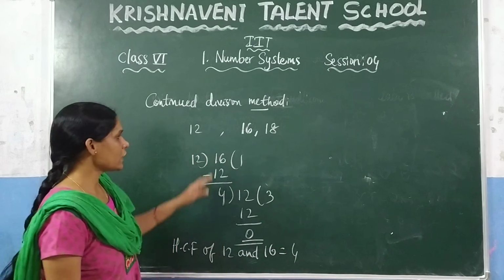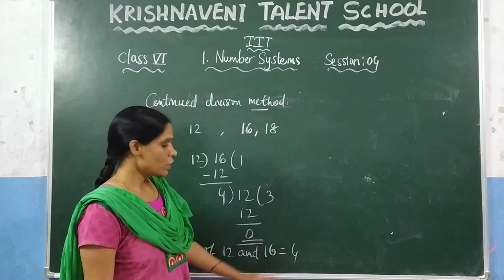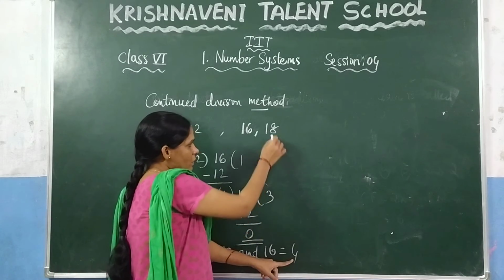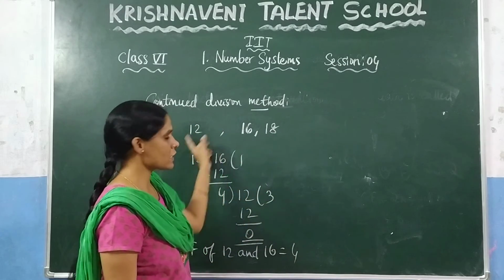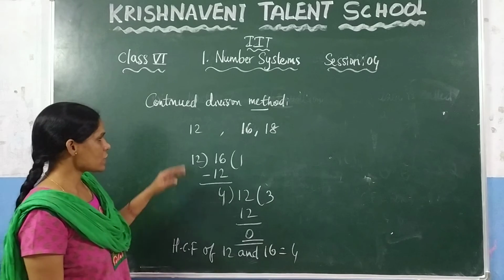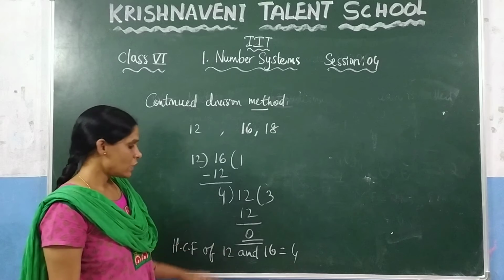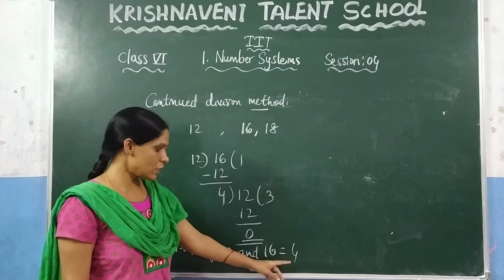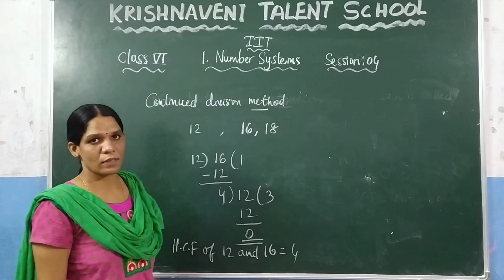Now we have calculated the HCF of these first 2 values. We got the answer, which is 4. Now you need to find the HCF of 4 and 18 so that you will get the HCF of these 3 numbers. That means if you are given any 3 numbers, first you need to find the HCF of the first 2 numbers, and with that HCF again you need to find the HCF of the result and the third number.